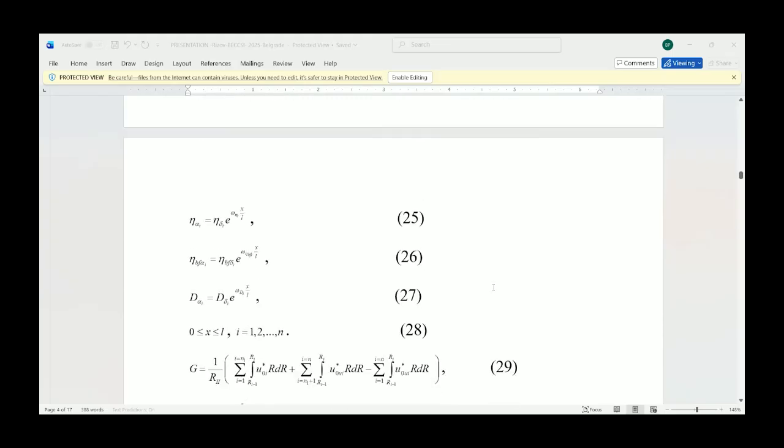describe the variation of E alpha I, eta alpha I, eta BF alpha I, and D alpha I along the rod length. In these equations participate different values of these parameters in the rod lower end.